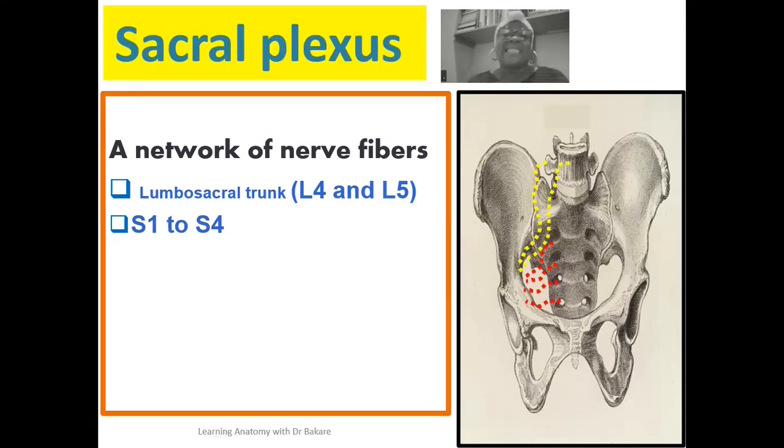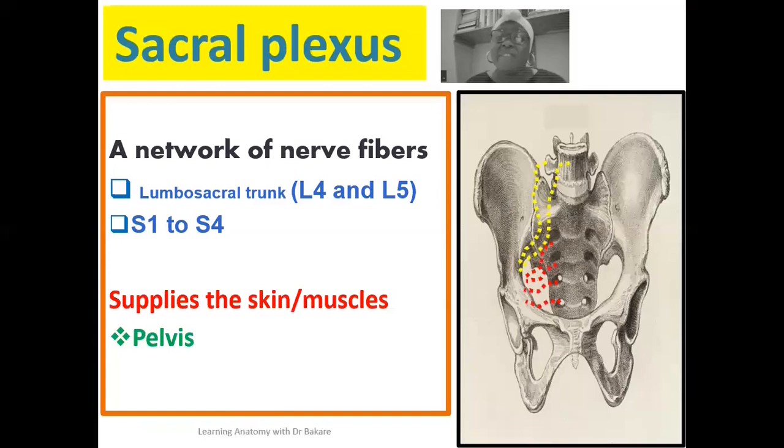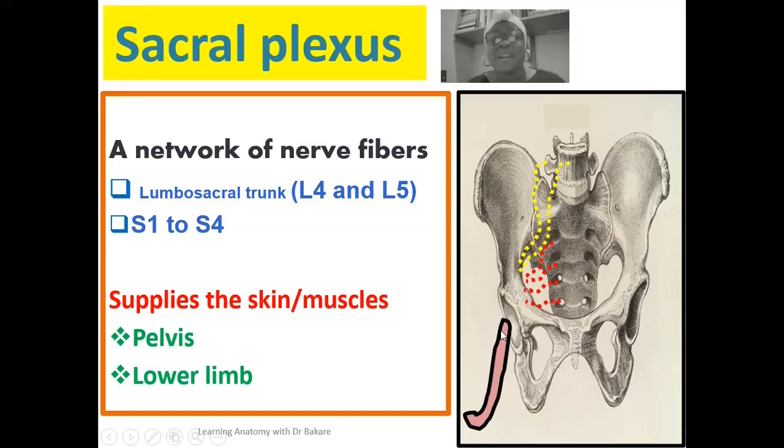And branches that emerge from the sacral plexus will supply the skin and also muscles of the pelvis and also the lower limb. You see the lower limb around this region, where the head of the femur is fixed into the acetabulum. So at this region, branches that emerge from the sacral plexus will be innervating the muscles and also the skin around the pelvic cavity and also the lower limb that is close to it.